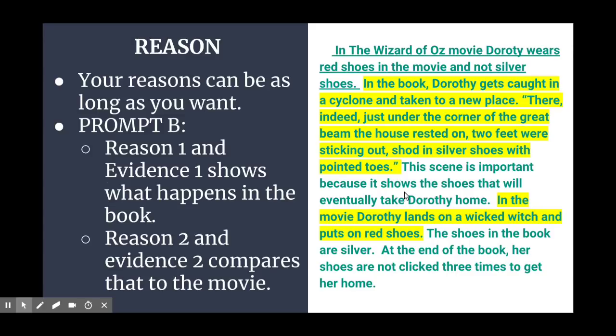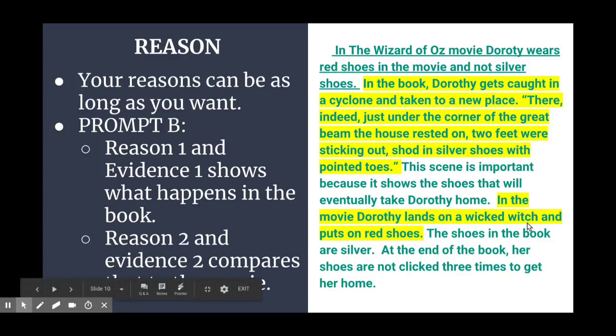Now, like I said before, this right here would not be an A paper because the reason right here, this scene is important because it shows the shoes will eventually take Dorothy home. That's too limited. That's not saying enough about the entire story. It's not telling us about that scene at all. It's just focusing on shoes and that's it. I need to know more. You've got to dig a little deeper than just saying this. This would not be an A paper. This may not even be a B paper. So you're going to improve on this example by talking about the scene as a whole and not just focusing on one thing.